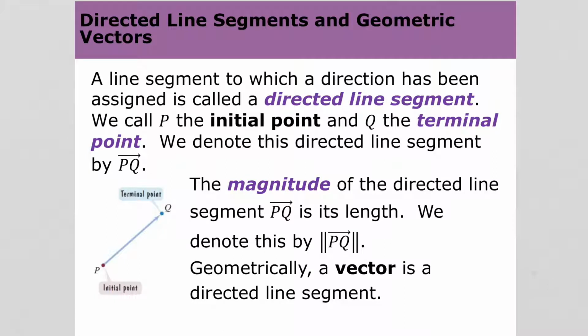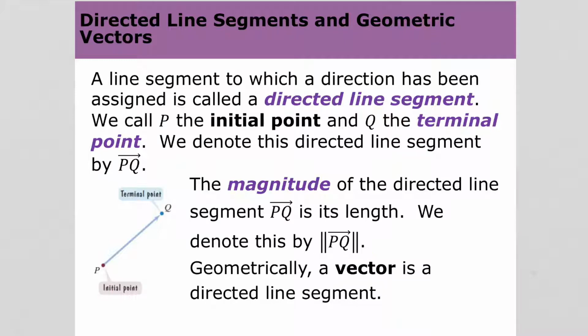So a line segment to which a direction has been assigned is called a directed line segment. We call P the initial point and Q the terminal point, and denote it by ray PQ. The magnitude of the directed line segment is its length. So the magnitude is the length from P to Q. And we denote that with these double bars.